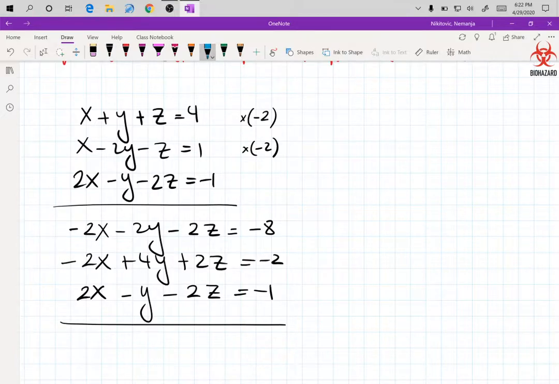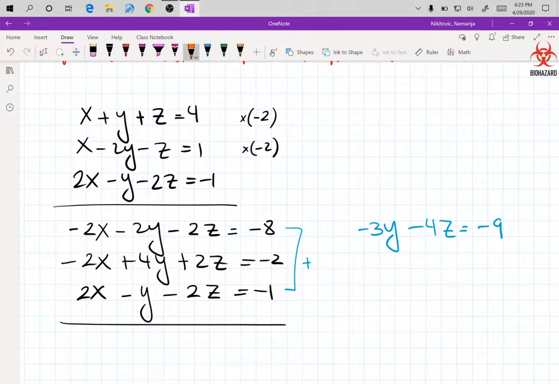Now what happens? When I combine the first and third equation, I will get the blue equation. So when I add those two equations, what do I get? -2x plus 2x is 0. -2y minus y is -3y. -2z minus 2z is -4z. And -8 plus -1 is -9. So x cancels, -2 minus 1 is -3y, -2 minus 2 is -4z, and -8 minus 1 is -9.